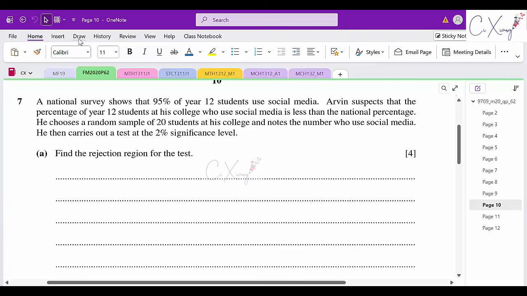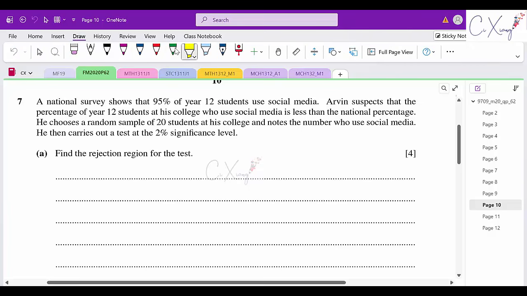Okay, so we are now at the last question for this paper, question number 7. A national survey shows that 95% of year 12 students use social media. So Arvind suspects that the percentage of year 12 students at his college who use social media is less than, I need you to highlight the keyword less than, okay, less than the national percentage.